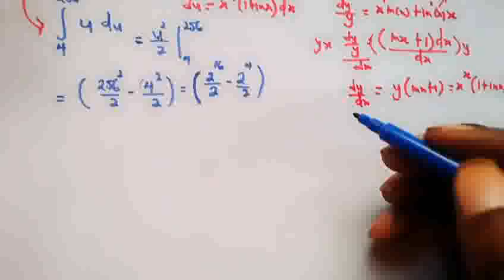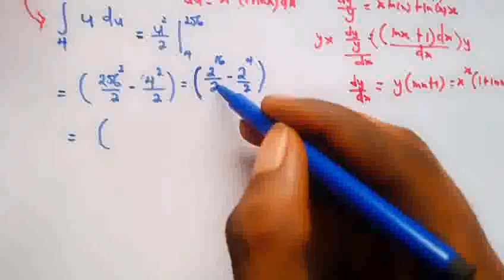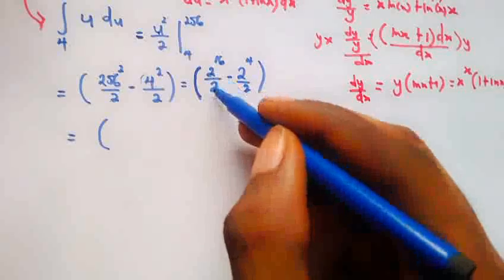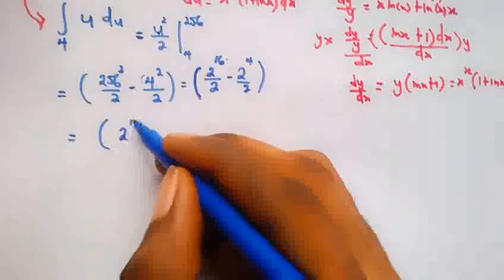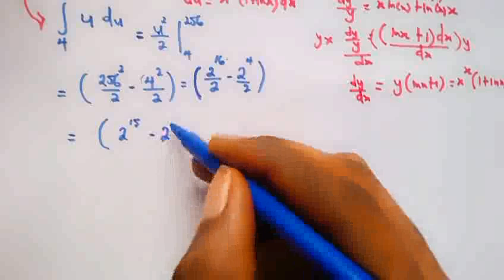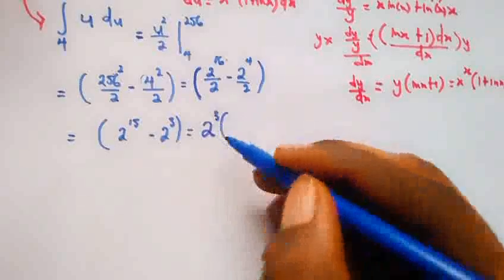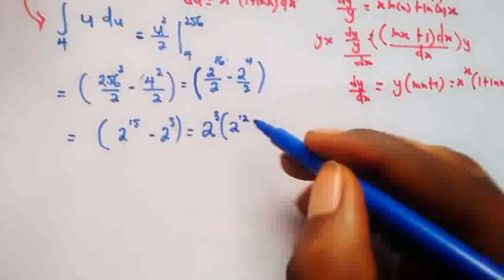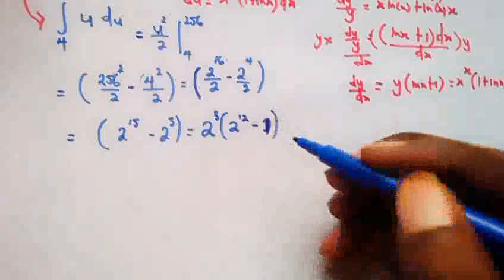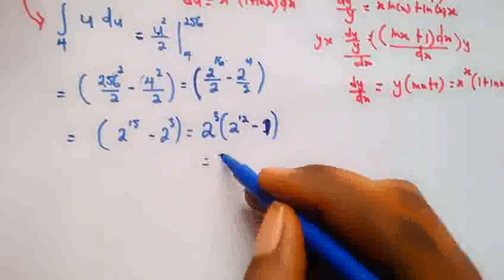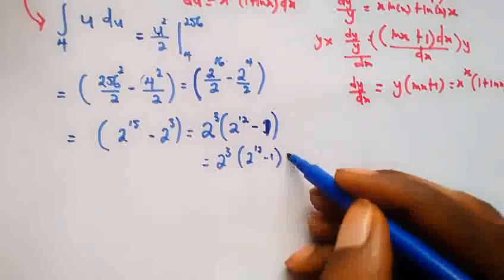Now using the simple indices law, because we have this base and this number here, they are equal, so we are going to subtract 1 from the exponent. So we have 2 raised to the power 15 minus 2 raised to the power 3. Now factor out 2 raised to the power 3, so we have 2 raised to the power 3, then 2 raised to the power 12 minus 1.